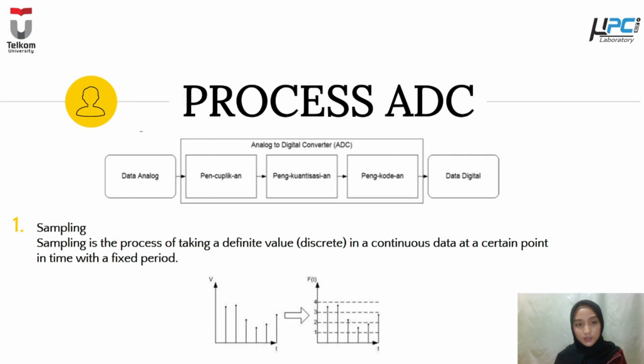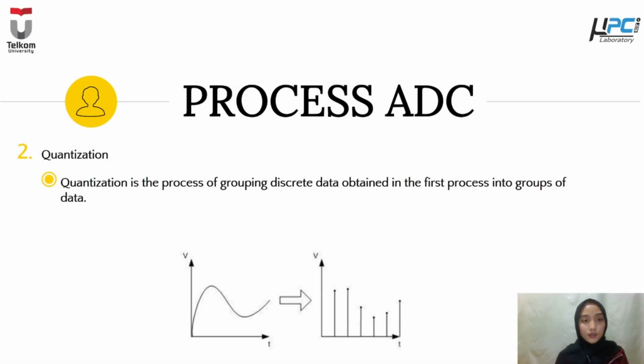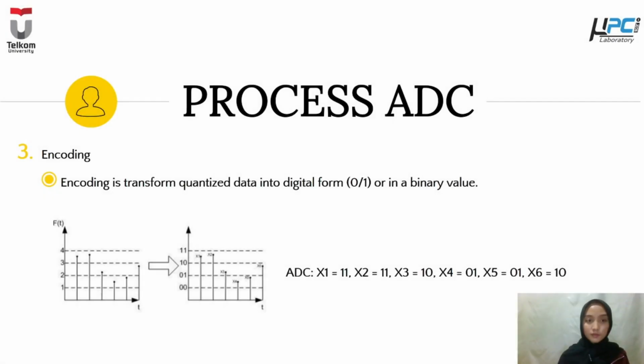Okay, the ADC process. There are 3 steps in ADC process. The first one is sampling. Sampling is the process of taking a definite or discrete value in continuous data at a certain point in time with a fixed period. Next is quantization. Quantization is the process of grouping discrete data obtained in the first process into groups of data. Last is encoding. Encoding is transforming quantized data into digital form or in a binary value, which is 0 or 1.